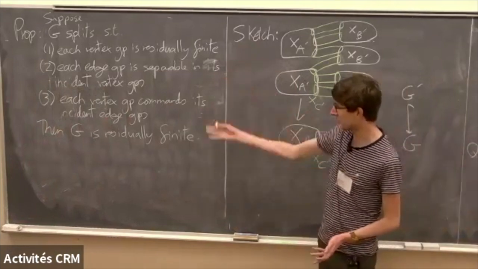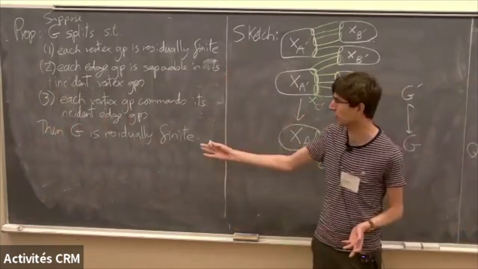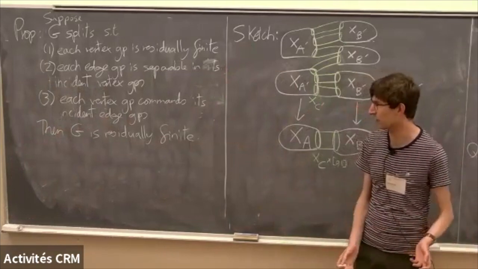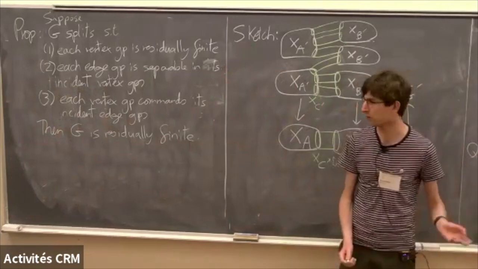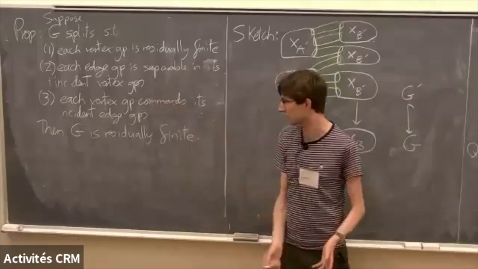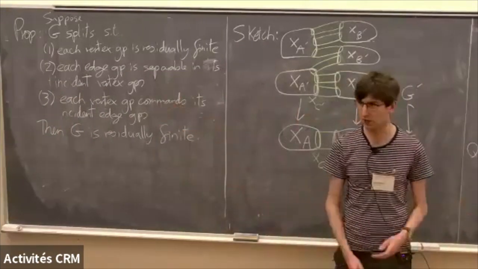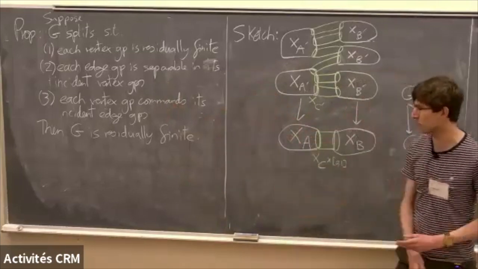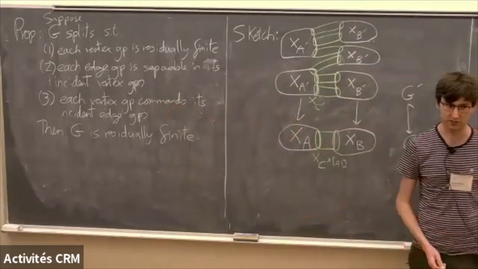I should also mention at this point, there's certainly no converse to this proposition. There are many other graphs of groups that are residually finite that do not have this commanding property. So there are other ways to show that graphs of groups are residually finite. This is just one situation where you get it quite easily.